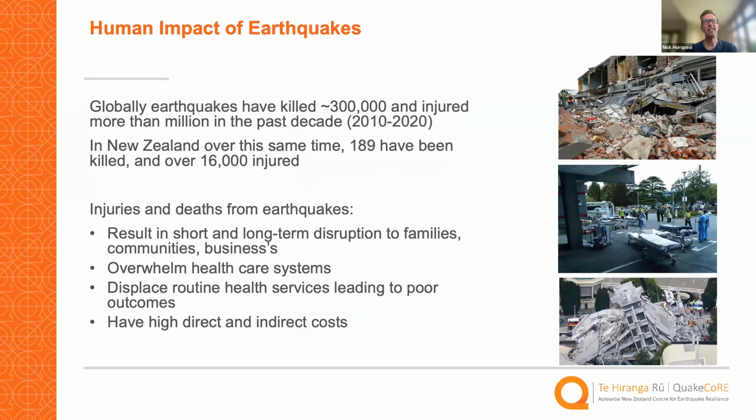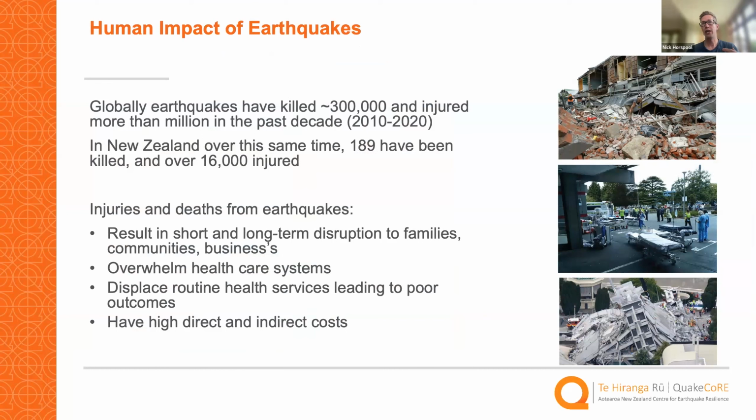So over the past decade, from 2010 to 2020, there's been approximately 300,000 people killed across the globe from earthquakes. Well over 1 million have been injured as documented injuries, so there's probably an order of magnitude more that have been unreported. Over the same period in New Zealand, we've had a particularly damaging sequence of earthquakes that have killed 189 people and have injured over 16,000.